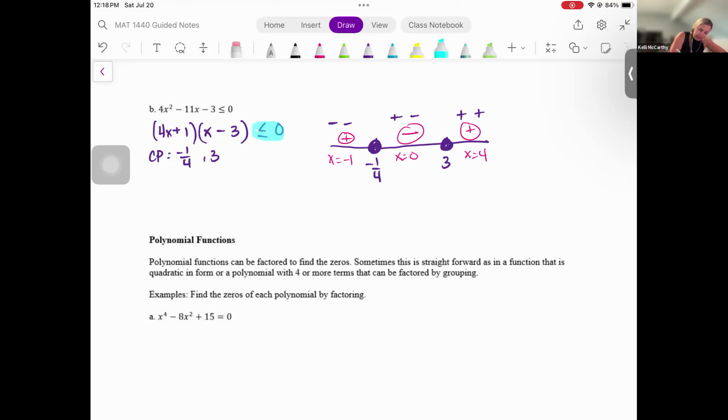Now we're trying to find where this is less than or equal to 0, so we're looking for the negatives. That's going to be in that middle interval, which is from -1/4 to 3, and we are including both of those endpoints.